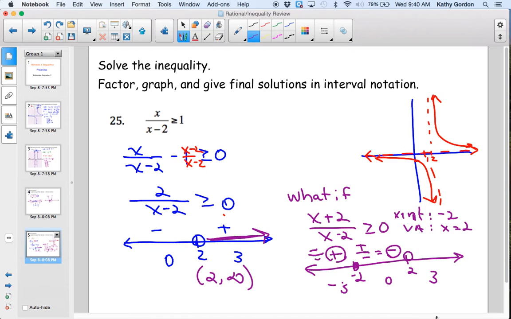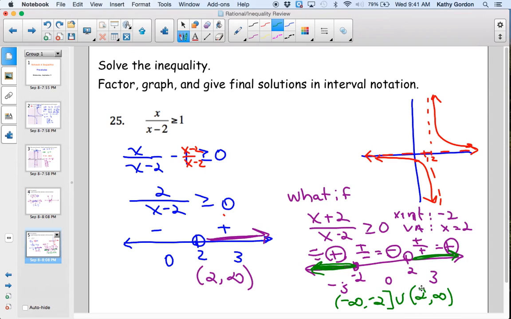Put in positive 3, numerator positive, denominator positive, positive over positive. What do I want? The positives. So I want this section, and I want this section. So how do I write that in interval notation? Negative infinity to -2, bracket to include that one, union, parenthesis 2 to infinity.